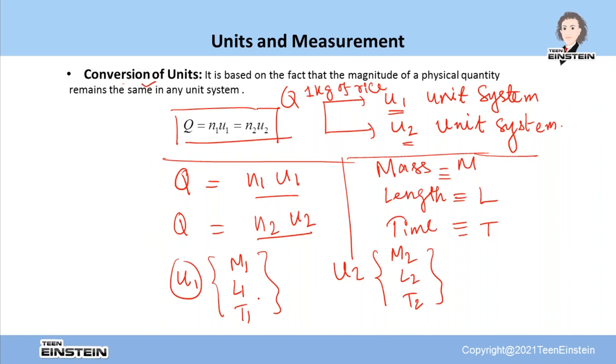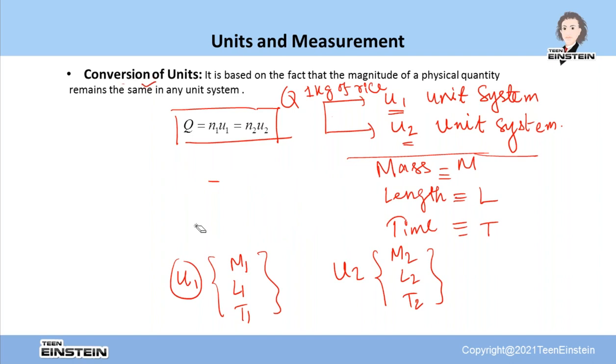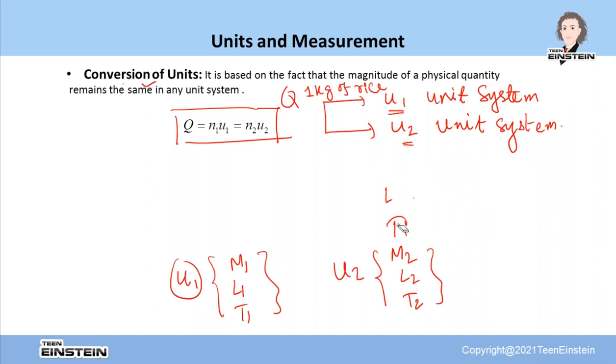Now here comes the dimension analysis. I'll just tell you what you have to do after that. We have to write the dimensional expression for the physical quantity in that particular unit system. Dimensional equation also I can say.